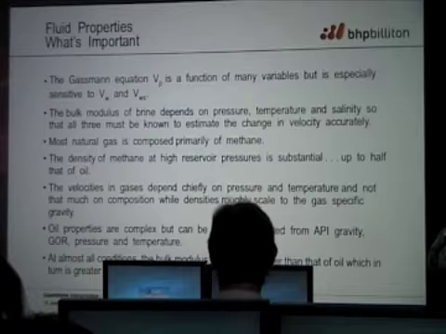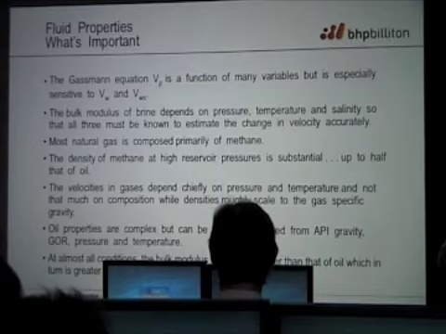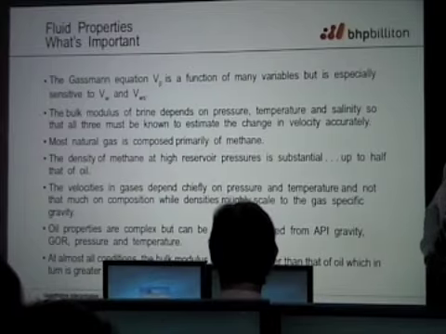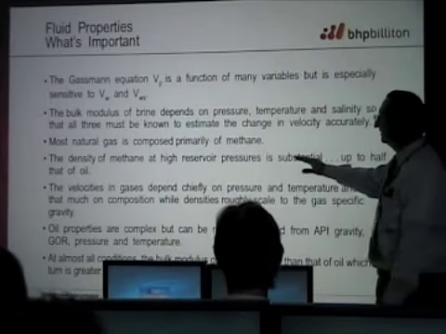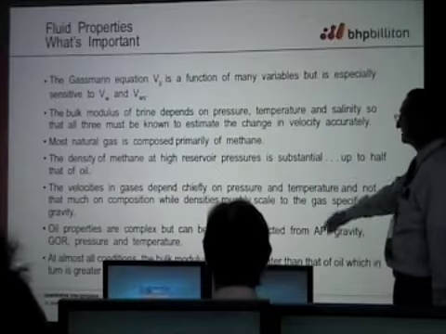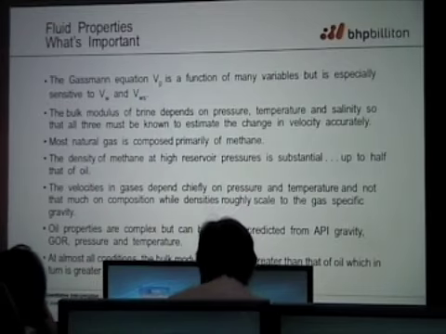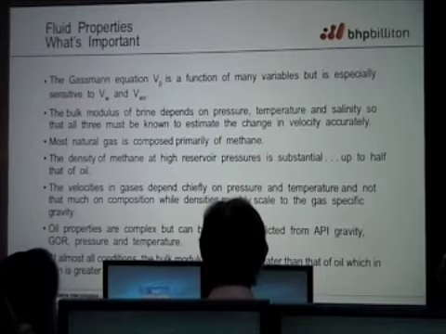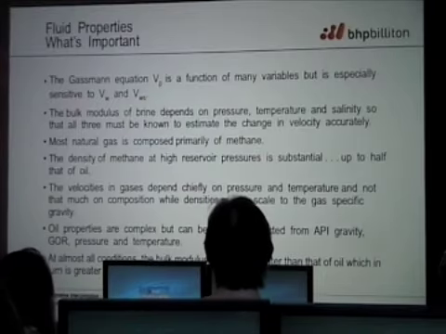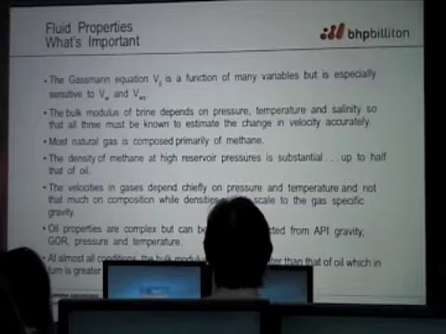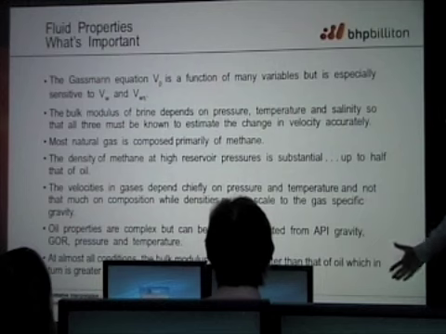That's correct. Most natural gas is composed primarily of methane. That's useful because those are the properties you should concentrate on in your book. The density of methane at high reservoir pressures is substantial, could be up to half that of oil. The velocities of gases depend chiefly on the pressure and temperature, and not that much on composition, while the densities roughly scale with the gas gravity. That's the rule of thumb. It's crude, but it's good enough for the calculations we do for gas.